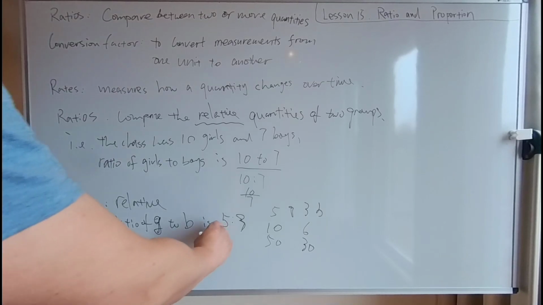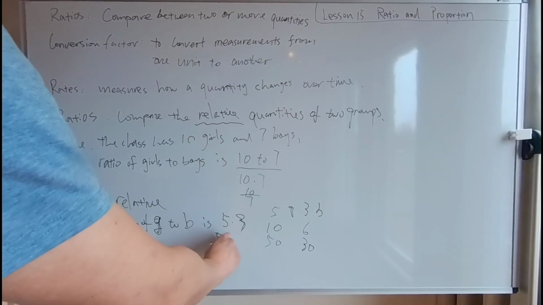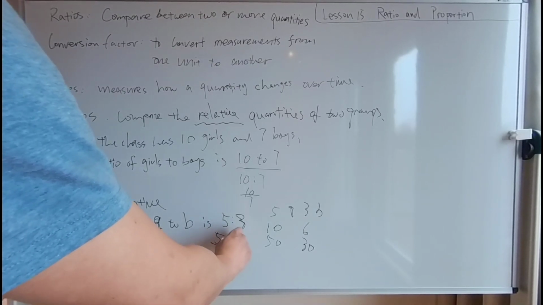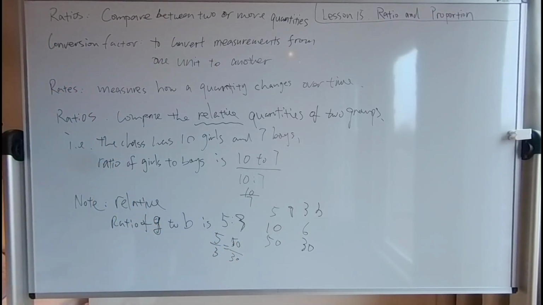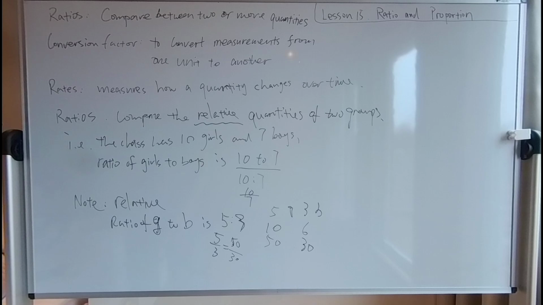It's just like the fraction 5 over 3 can also be written as 50 over 30 or 500 over 300, as long as the ratio is the same. That means the ratio will only give you the relative comparison, the relative quantity. It won't give you the actual number of the quantities. This is something you need to keep in mind.